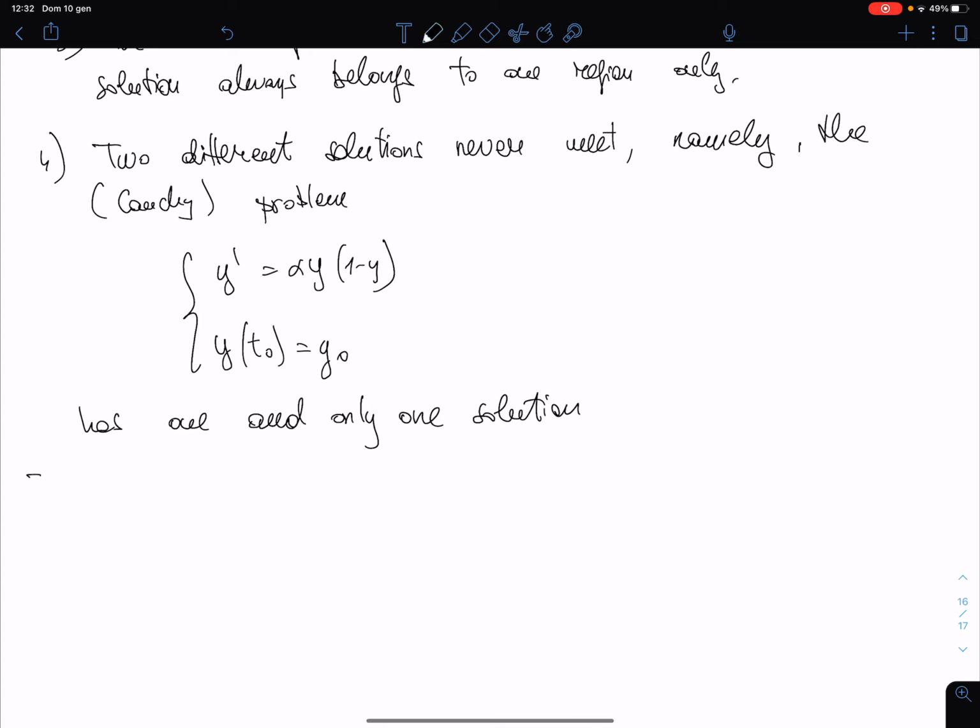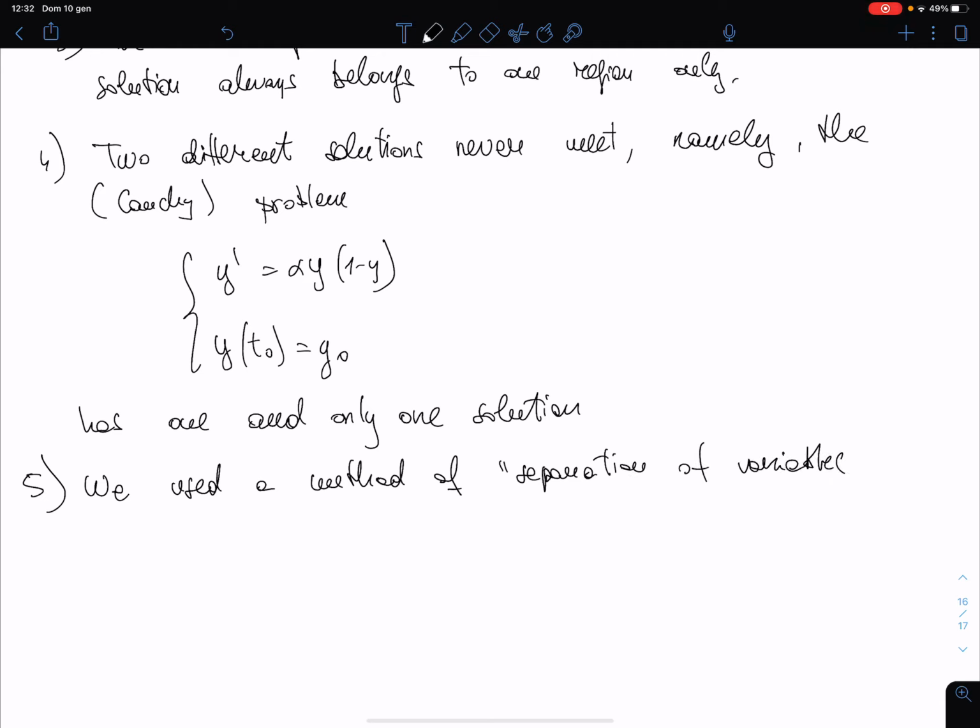And fifth, we used a method called separation of variables, that we will deepen in the next video. So now we are ready to start with the general theory. These were examples, but if you really enter into this example, now everything will be really, really easy. And they are important examples. Okay, see you in the next video.